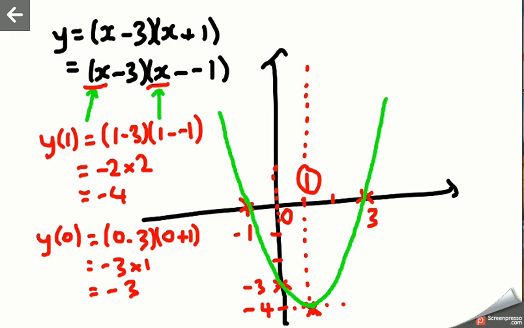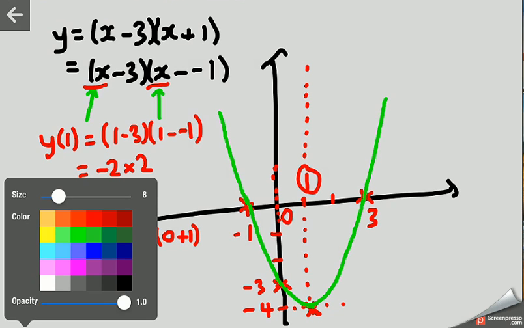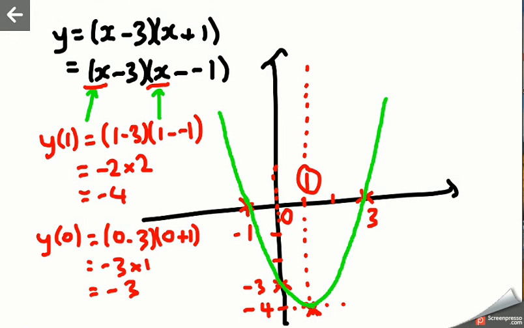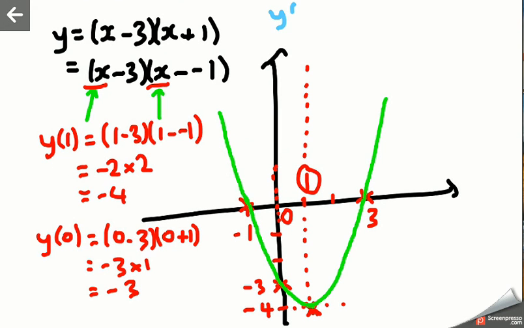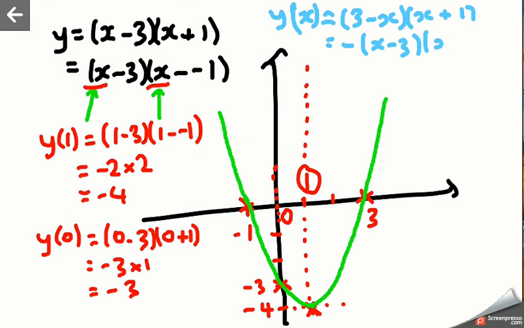Let's do one more example out of this. Let's suppose now that our parabola was the same except, instead of x minus 3, we had 3 minus x. So (3 minus x) times (x plus 1). Well, 3 minus x is actually the same as negative 1 times (x minus 3). So negative (x minus 3) times (x plus 1).